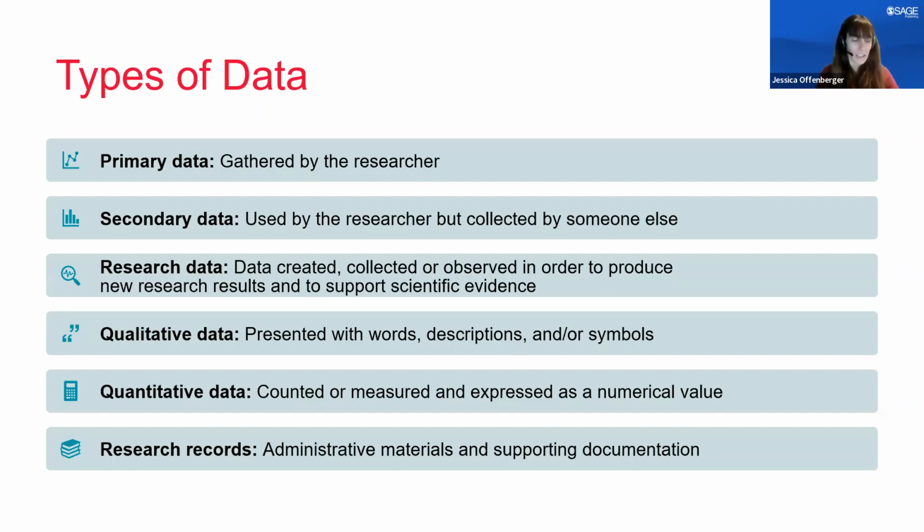Quantitative data can be used for statistical manipulation to create tables and graphs. For example, if a study is looking at the relationship between something like weight, age, and health outcomes, weight and age would be those quantitative data because they're represented in that numerical format. So with all of that, you have the research records. These are administrative materials and supporting documentation like grant applications or research reports and publications.